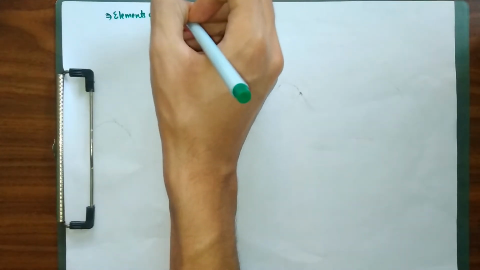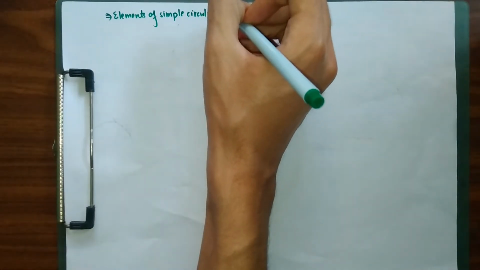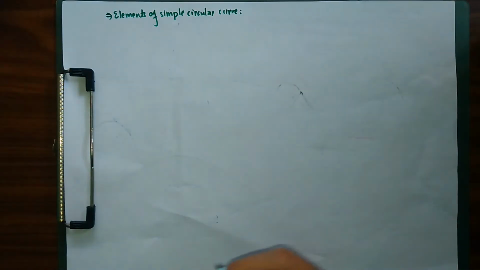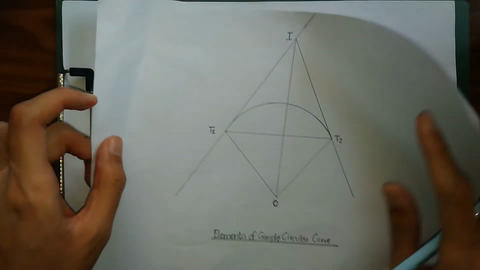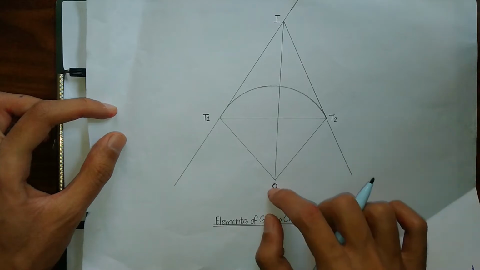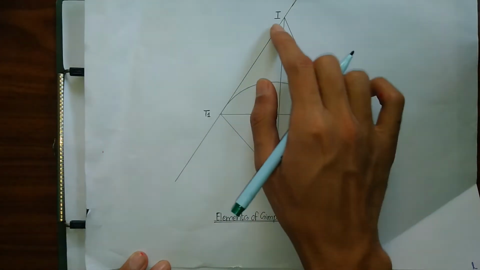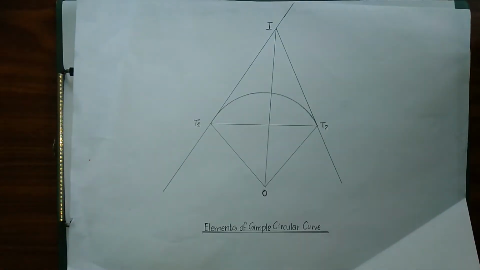We'll be talking about various elements of a simple circular curve, and this is really important in order to understand curves. We'll be explaining the various elements of a simple circular curve with the help of this figure. We have drawn our simple circular curve, which has our center O. We have our two tangent points T1 and T2, and I is our point of intersection. We'll be talking about all of them step by step.